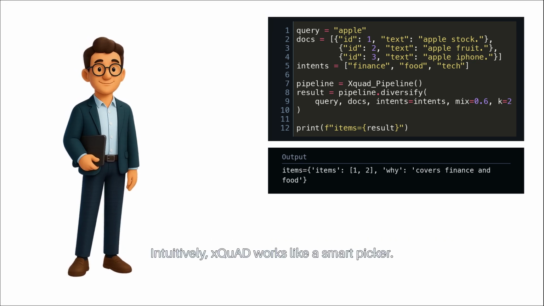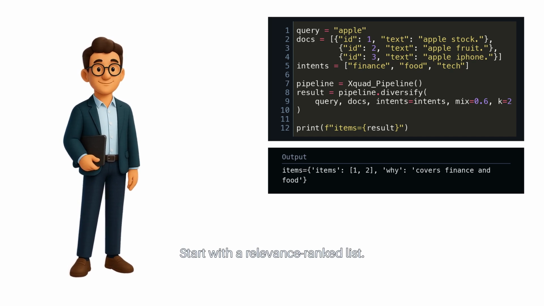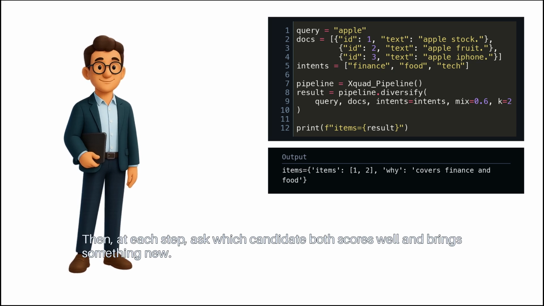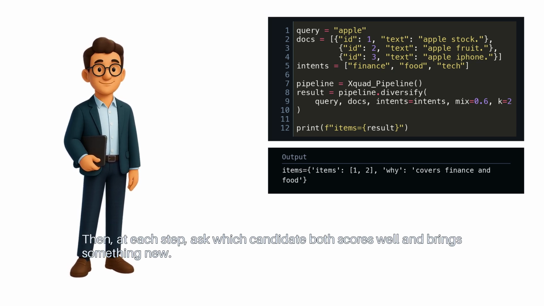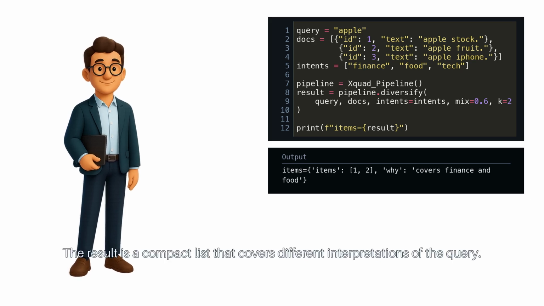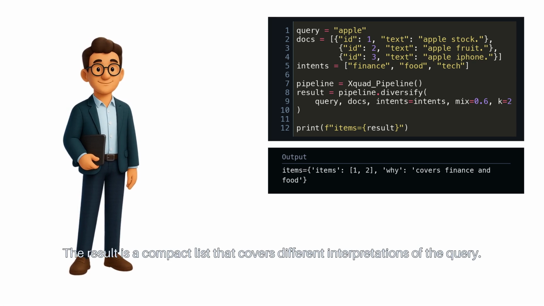Intuitively, xQuAD works like a smart picker. Start with a relevance-ranked list. Then, at each step, ask which candidate both scores well and brings something new. You weight relevance against novelty. The result is a compact list that covers different interpretations of the query.